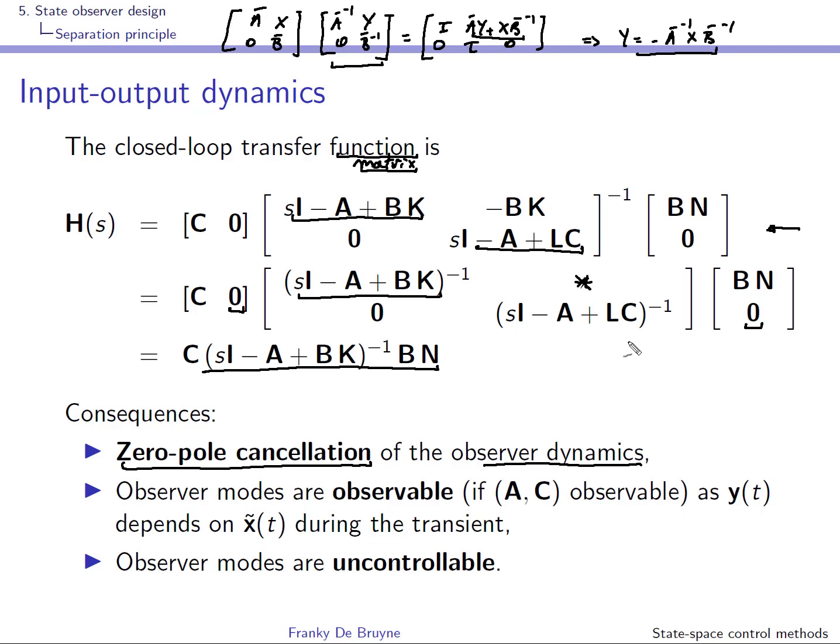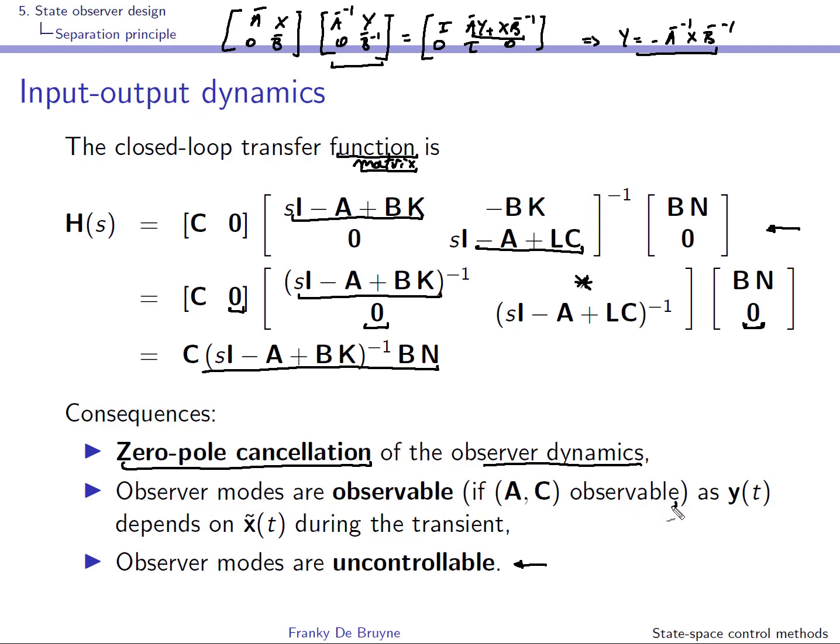Clearly you can see that the observer modes are uncontrollable because you have the presence of a zero over here and a zero over here. So you cannot influence the observer error directly, and it cannot be influenced indirectly because of the zero over here. So the observer modes are uncontrollable.